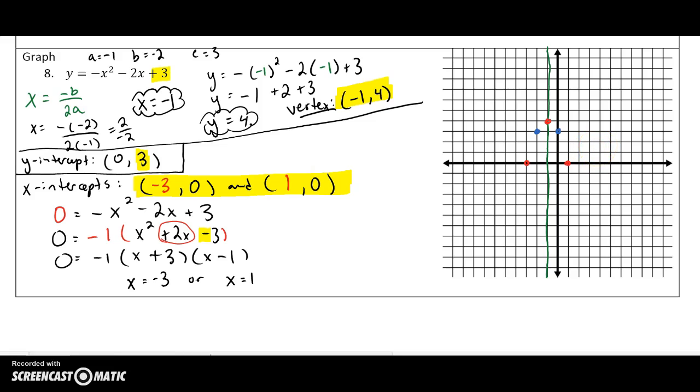All we've got to do is connect our points now. Nice smooth curve. Bada bing, bada boom. And there you have it. That is the graph of the function y equals negative x squared minus 2x plus 3.